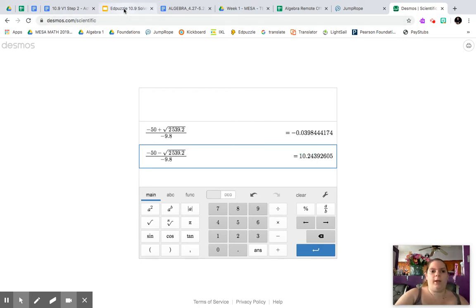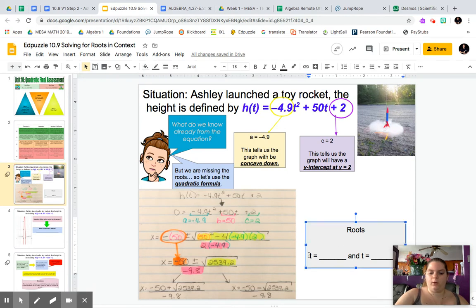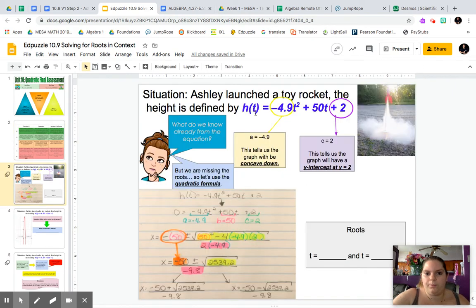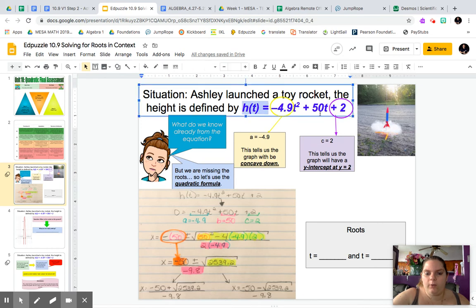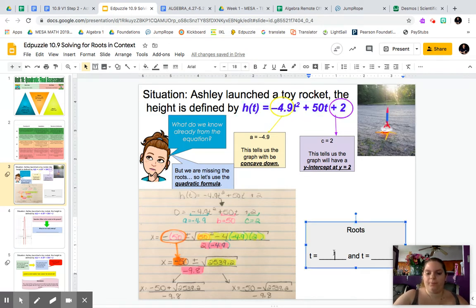Let's go back and let's type them in. Here are the roots. Oh, shoot, but I wrote a t here, but I was evaluating for x, so which one's right, though? In our original equation, our variable was t, not x. So now when I'm writing the roots, I have to write t equals.